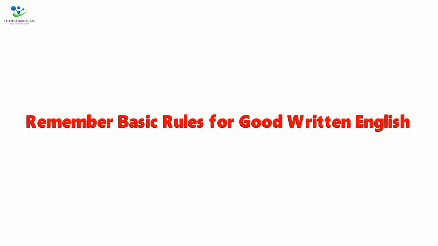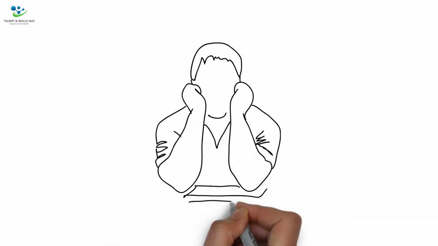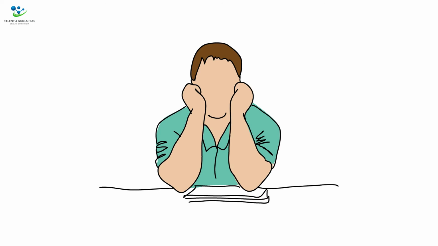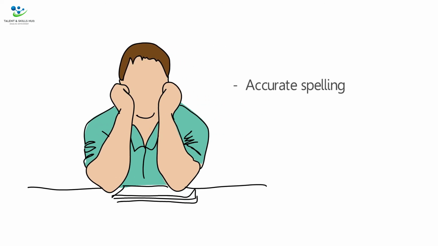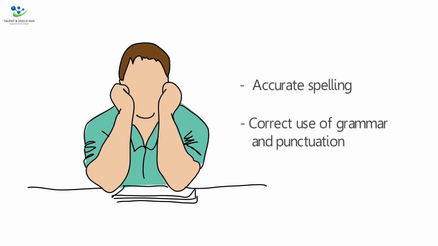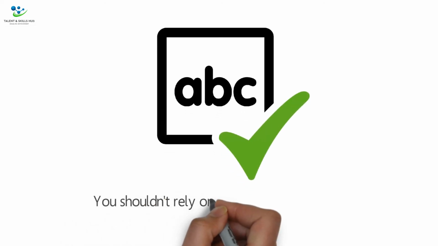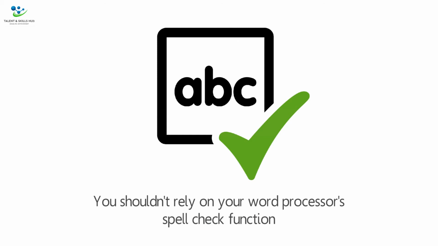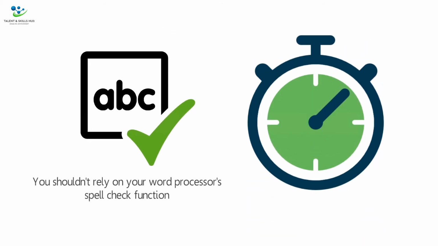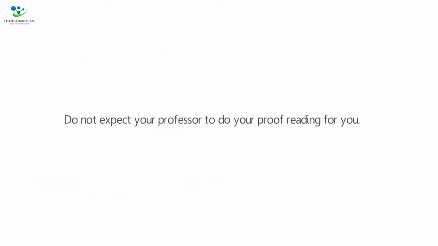Remember basic rules for good written English. It is important that you pay attention to the basic rules for good written English, which include accurate spelling, correct use of grammar, and punctuation. Errors of spelling are best avoided by careful proofreading, and you should never rely simply on your word processor's spell check function. Proofreading is something you should allow time for, as part of your structure for redrafting your work. Do not expect your professor to do your proofreading for you.